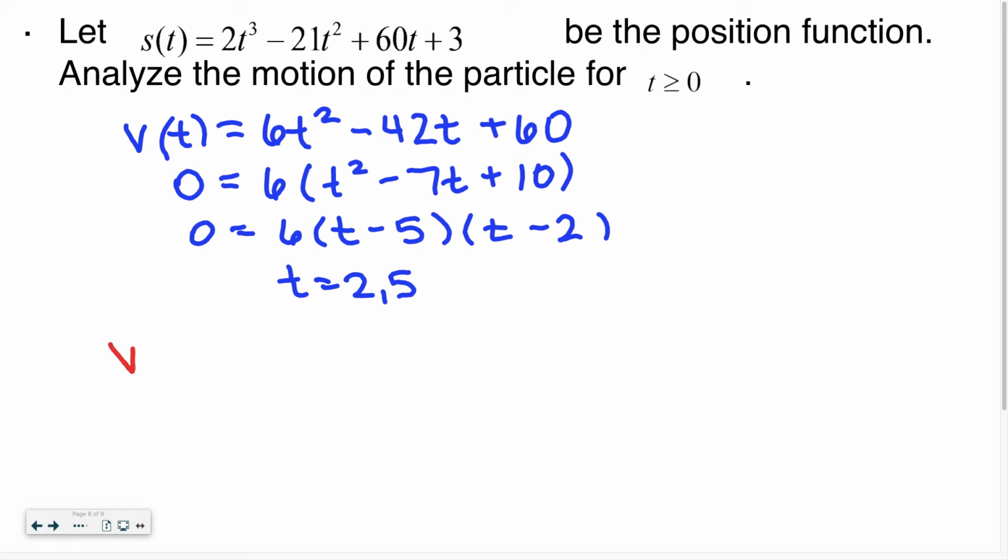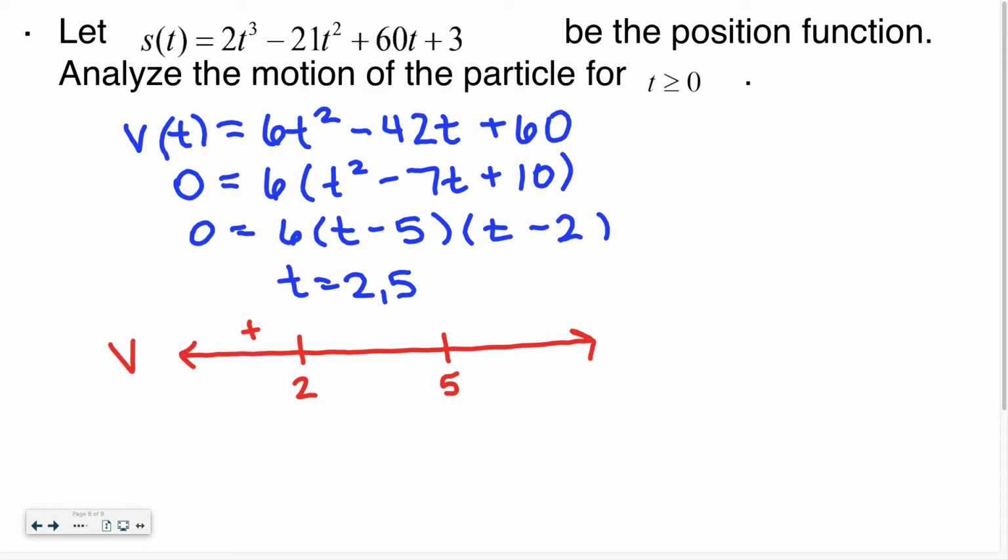Please, it is important for you to label your number line so you can keep track of which one represents velocity and which one represents acceleration. Okay? So, if we throw these on here, if I plug in a number less than 2, what kind of velocity are we going to have? What do you say? Positive. Okay, 0 is probably a pretty good number to plug in, right?